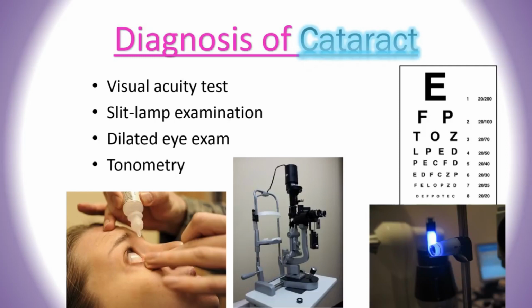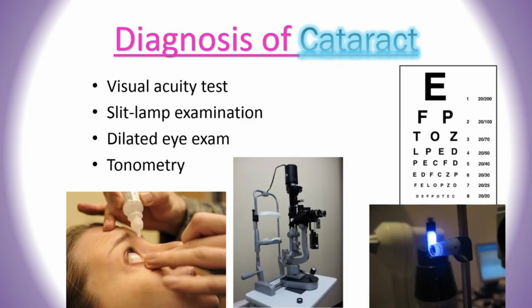Then, the dilated eye exam is performed, in which drops are placed in the eyes to dilate the pupils. This allows the eye care professional to also examine the retina and optic nerve. Lastly, a tonometry is performed to measure the pressure inside the eye. These are the basic tests, but more tests can be done to gain more information about the eye structure.